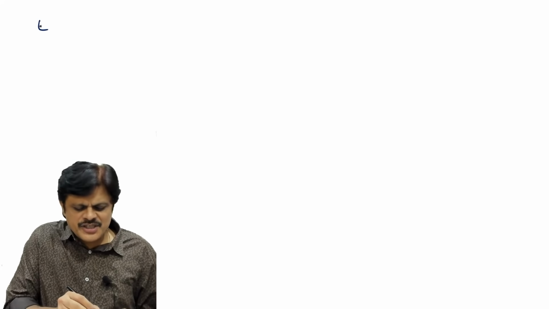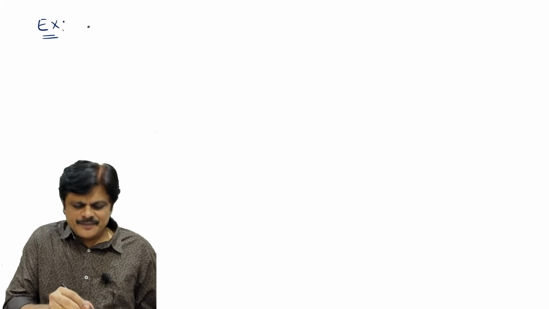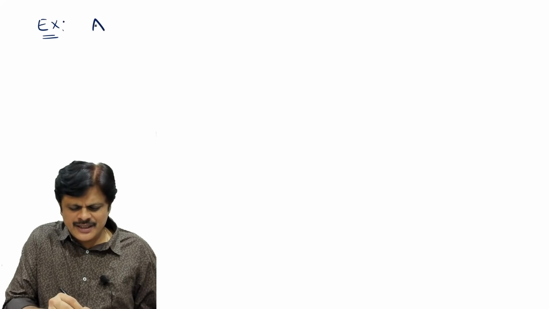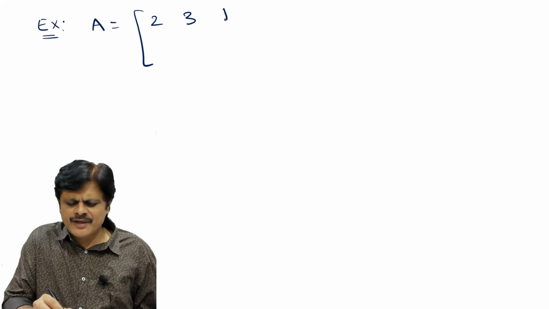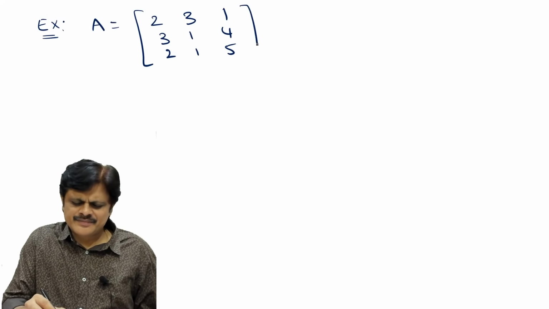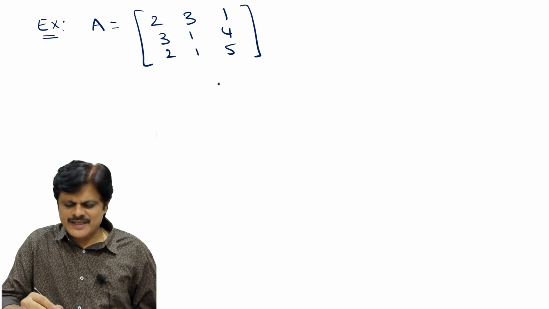There is a special shortcut for finding the determinant of a 3 by 3 matrix. There are different versions; I'll give you two versions here. Let us consider the matrix with rows 2, 3, 1; 3, 1, 4; 2, 1, 5. Some matrix, and you want to find its determinant.